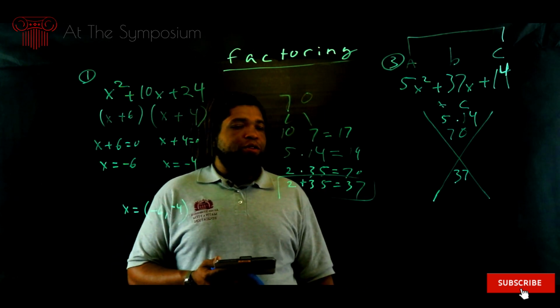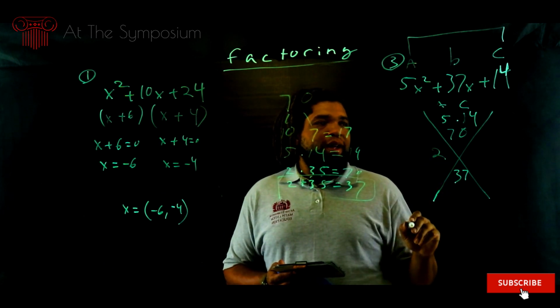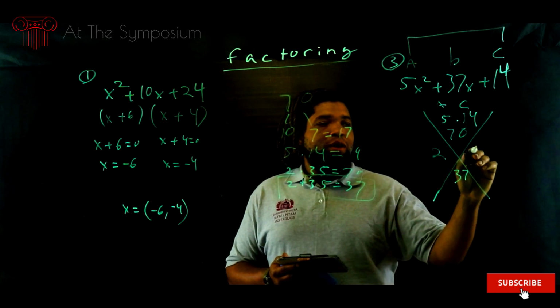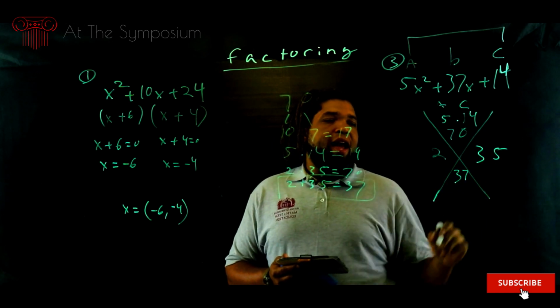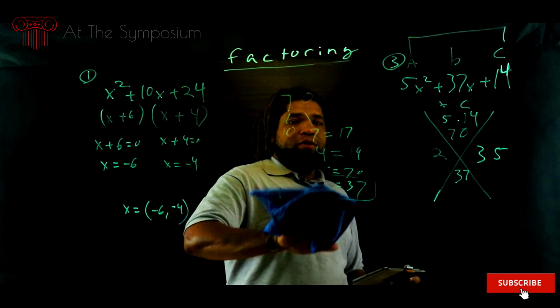So that's going to be our answer. Since we found the answer, this is why you do the magic X thing, because you put your numbers on each side. So now we have 2 and 35, okay? And we're not done yet. We figured that out, and that's good.